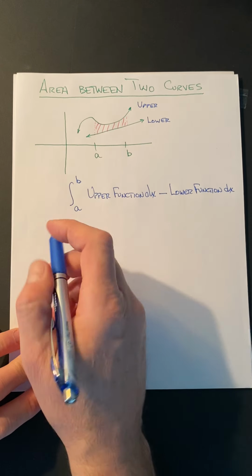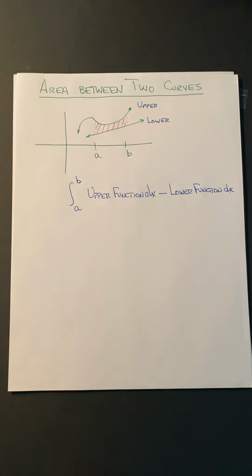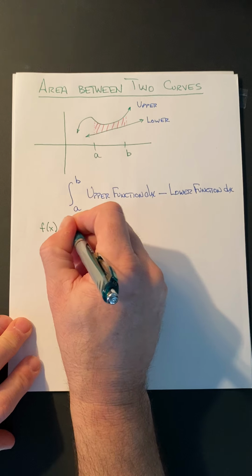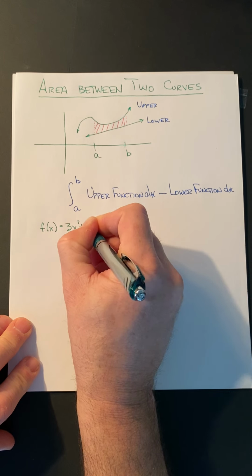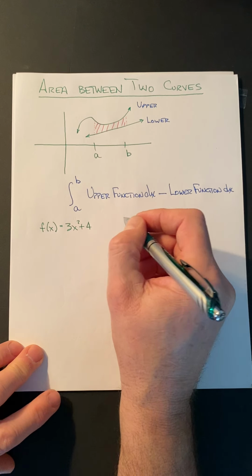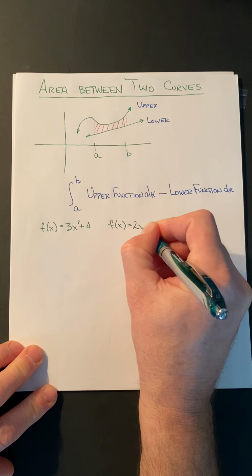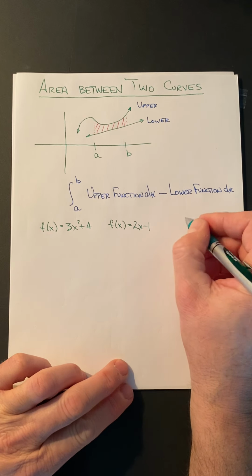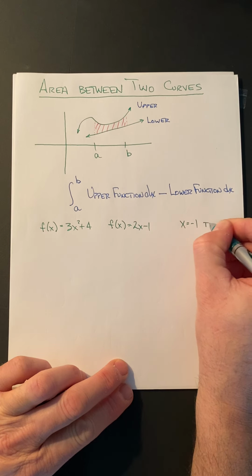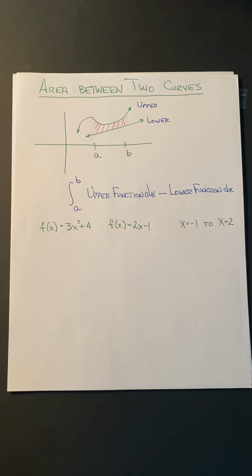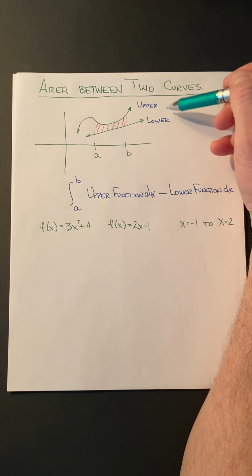So let's do as an example two functions. One, f of x is equal to 3x squared plus 4. And the other function is f of x is equal to 2x minus 1. And we're going to go from x equals minus 1 to x is equal to 2. All right? Now, I have to know which one is greater, okay? Which one is upper and which one is lower.